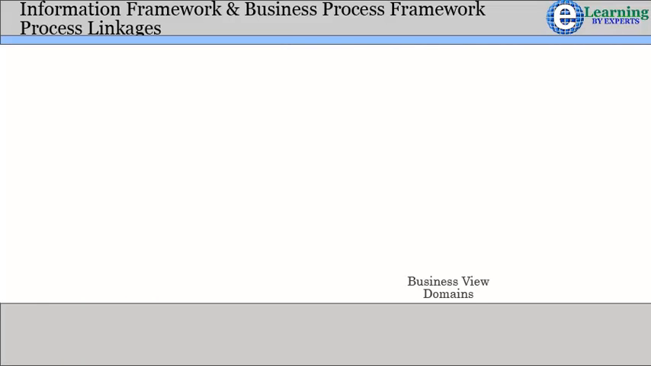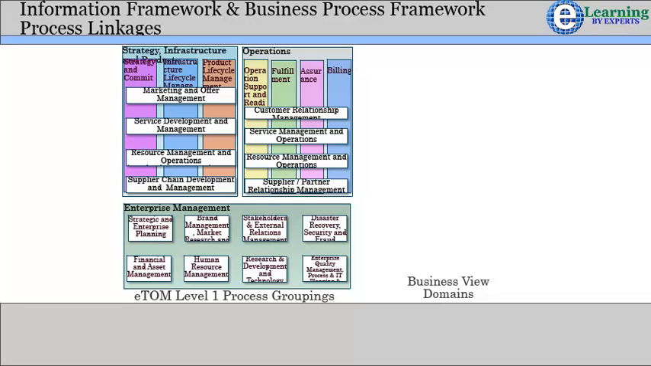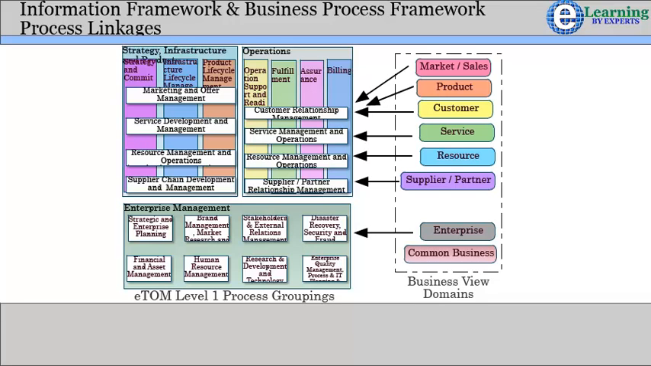A set of domains are identified which are broadly aligned with the business process framework. Within each domain there is a high degree of cohesion between the identified business entities, and loose coupling between different domains. The top level of grouping, called an information framework domain, aligns with the business process framework level 1 definitions of market or sales, product, customer, service, resource, supplier or partner, enterprise, common business.